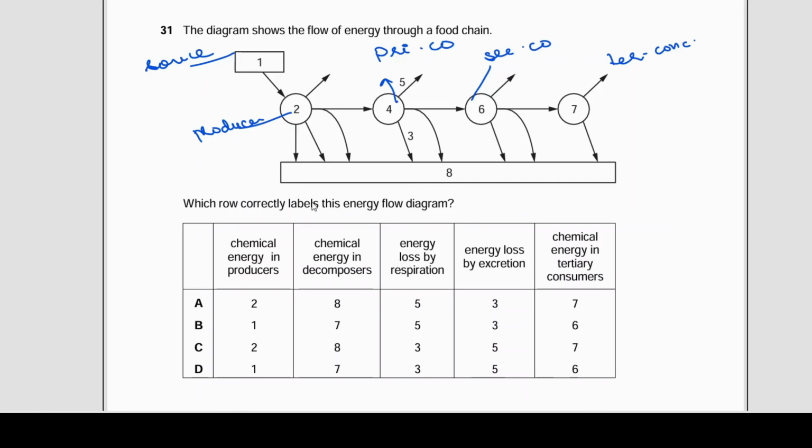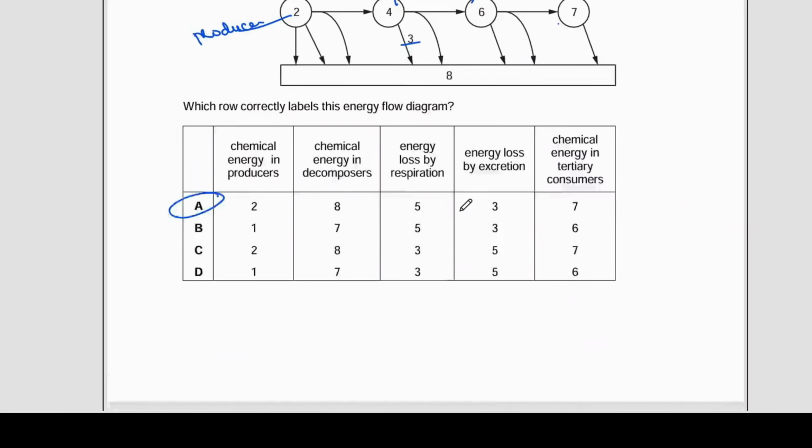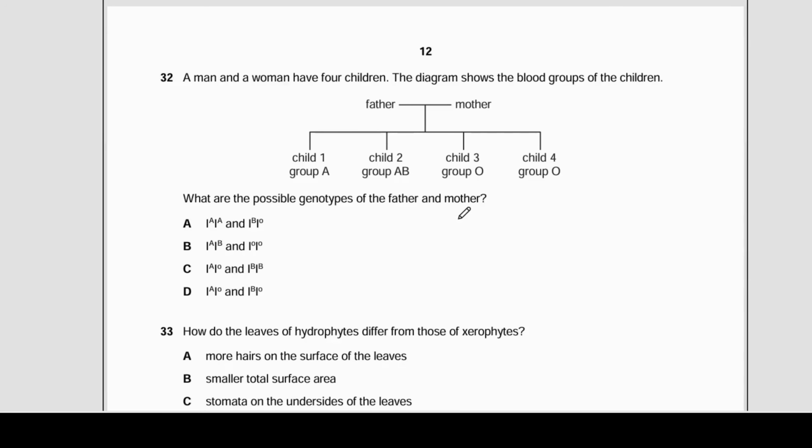Okay, 8 is the decomposer one. Energy loss by respiration is 5, correct. 3 is the excretion one. And in the tertiary consumer is 7. Yes, it's A. By the way, this paper is tough. That's why this is the lowest threshold in the past 5 years. The lowest one, 26.